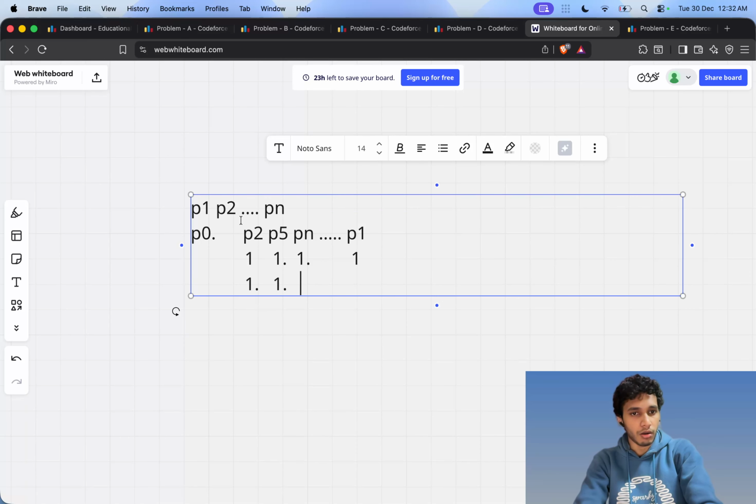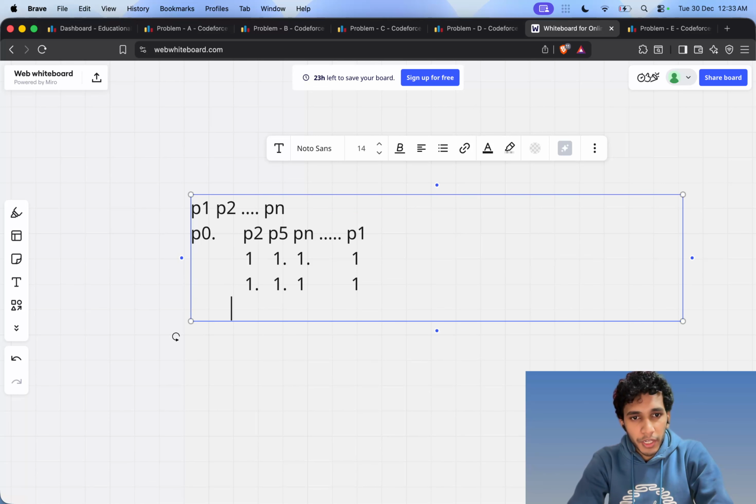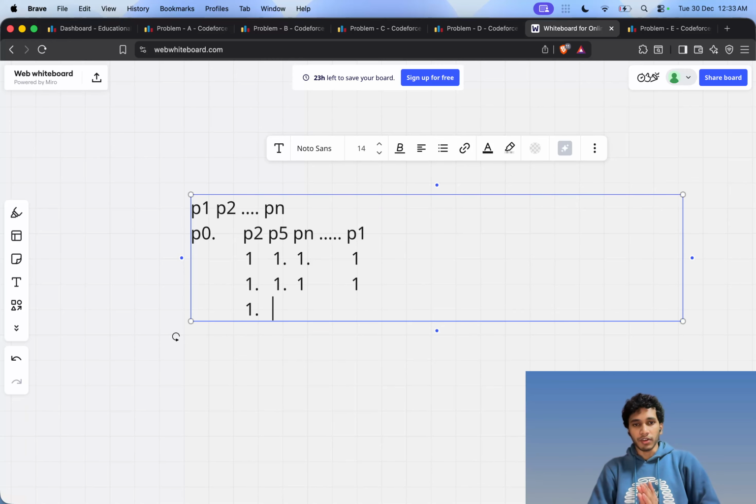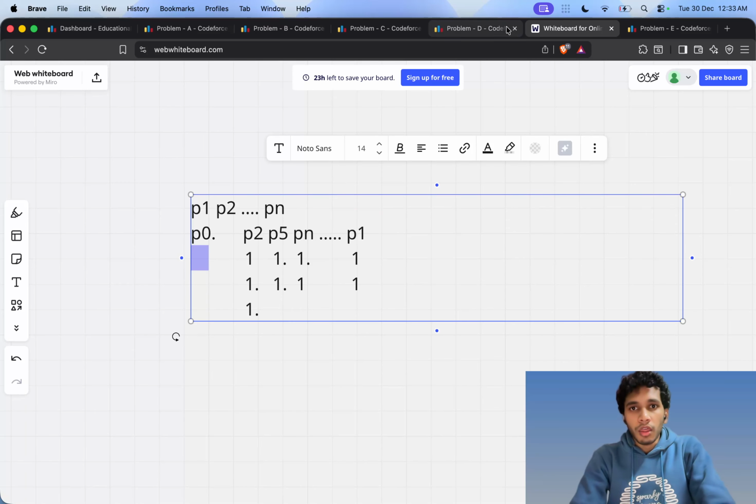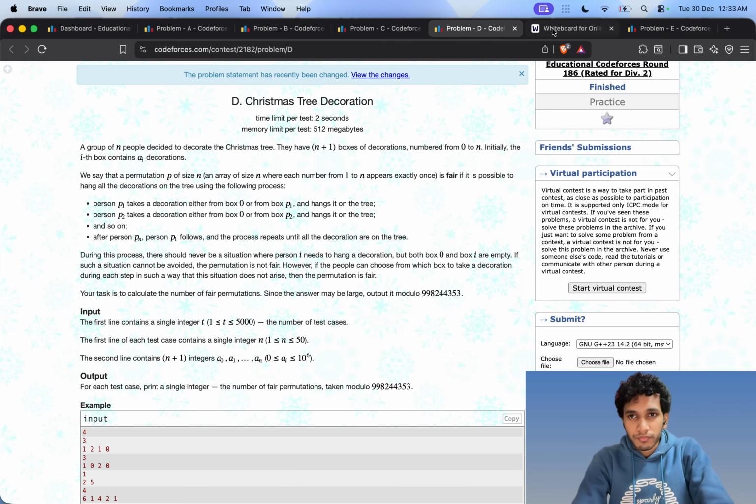Now Pn had a decoration with it, so it uses its own decoration. Similarly, this goes on and P1 again has its own decoration. Now P2 has its own decoration and P5 does not have a decoration. And P0 also does not have a decoration. Now what happens? There are some scenarios for us.